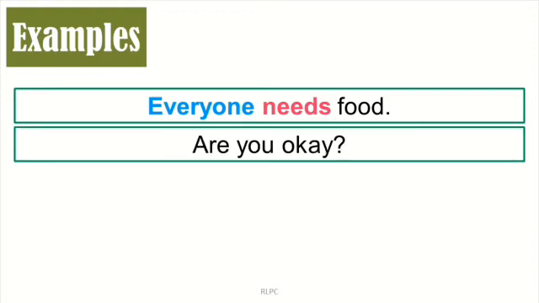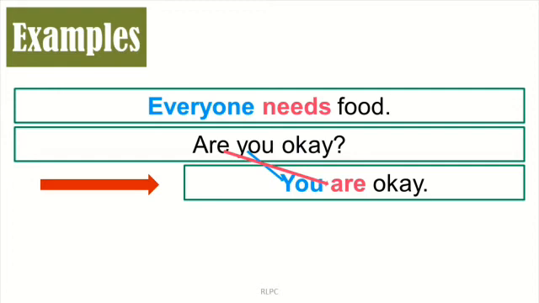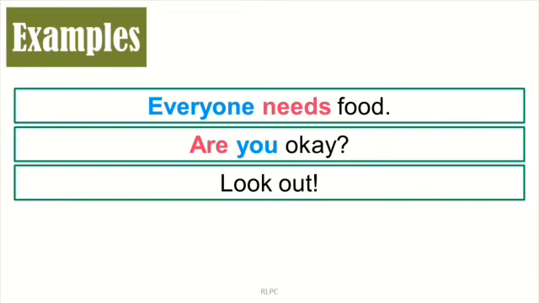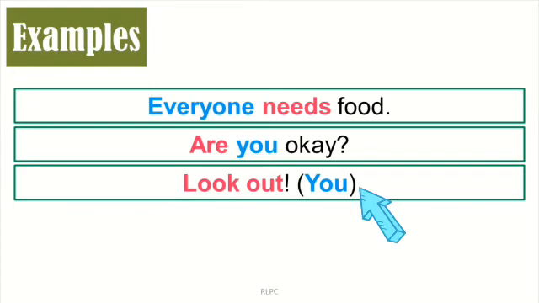Are you okay? If the sentence is in an interrogative form, you have to transform that into declarative so that it will be easy for you to identify the subject and the predicate. The subject is you and the predicate is are. Look out! If the sentence is in an exclamatory form, the subject there is considered as the person you are talking to. And if you will write the subject, it should be enclosed in a parenthesis, and that is called an invisible subject.